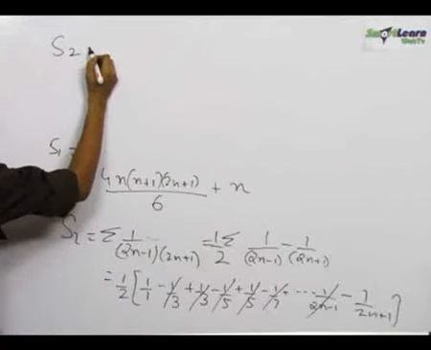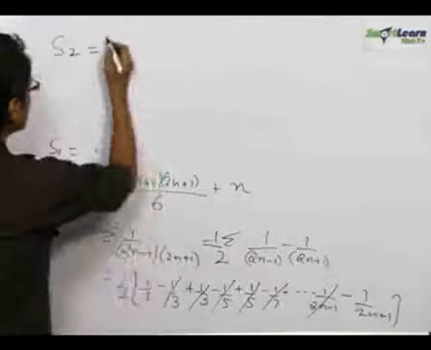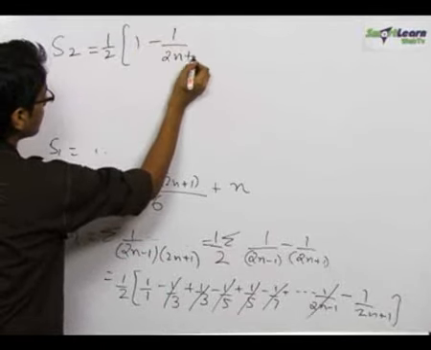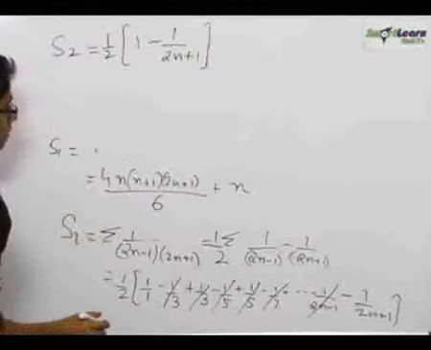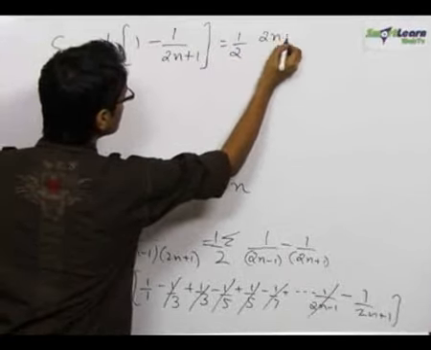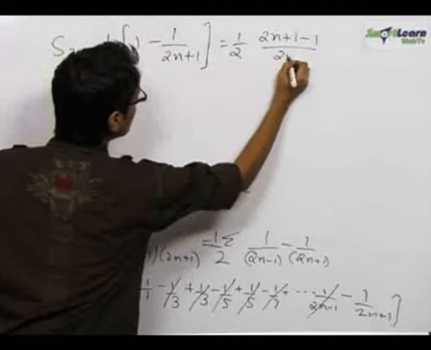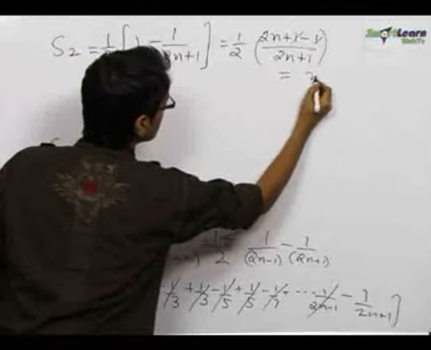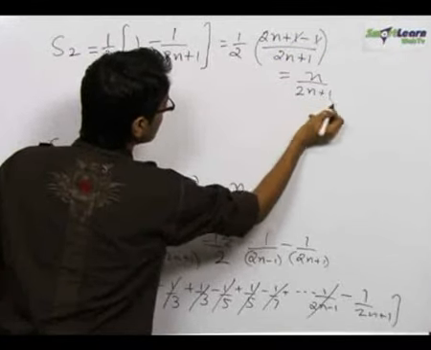So our value of S2 will be equal to half times (1 minus 1 upon 2n plus 1), which will be equal to half times (2n plus 1 minus 1) upon 2n plus 1, which becomes n upon 2n plus 1.